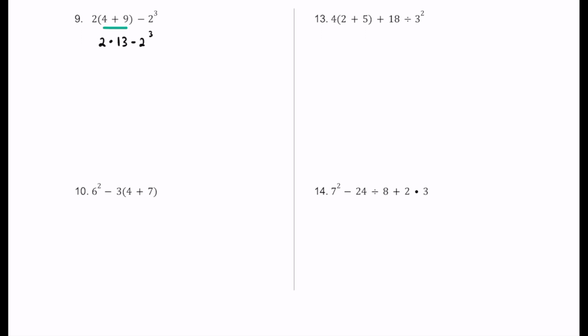At this point, we have multiplication, subtraction, and a power. This power gets to go first. So what is 2 cubed? 2 with a little 3 means 2 times 2 times 2. 2 times 2 is 4. 4 times 2 is equal to 8. All right, so we can rewrite this as 2 times 13 minus 8. Now between multiplication and subtraction, let's do multiplication. 2 times 13 is going to be 26. 26 minus 8, that should equal 18.